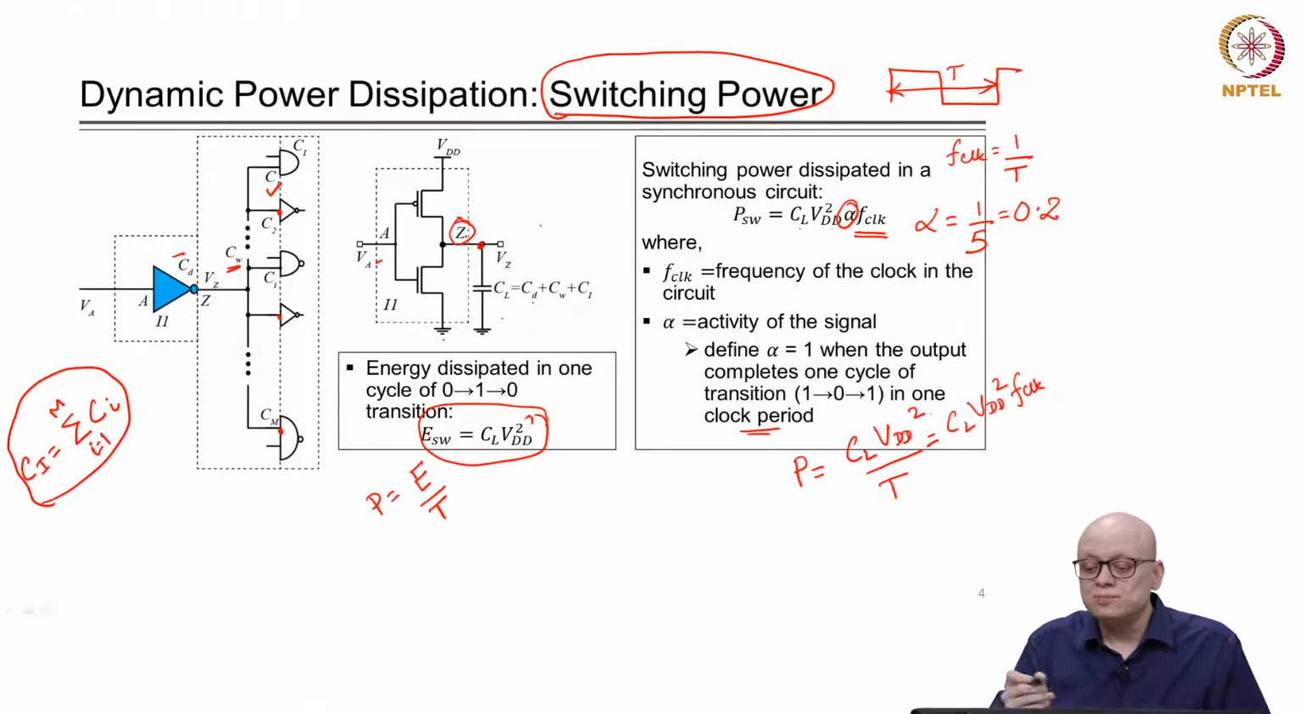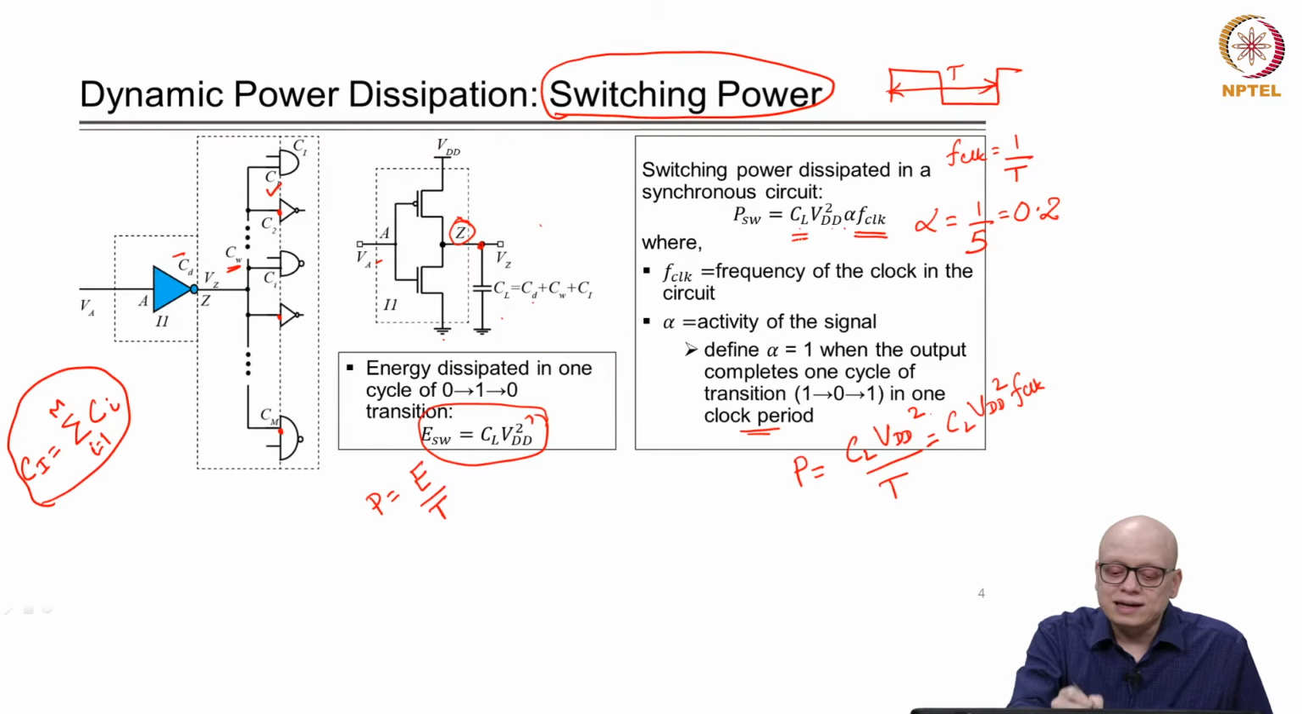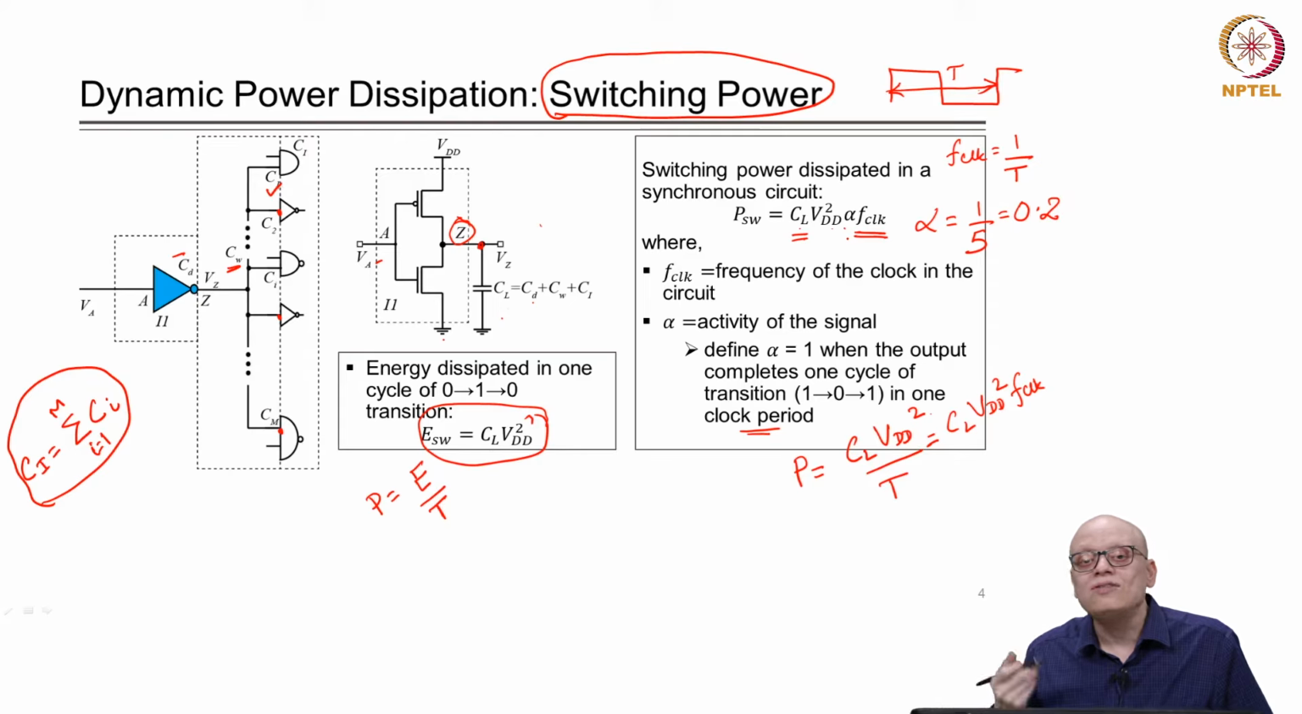So, this formula PSW is equal to CL VDD square alpha FCLK is known as the switching power, that is, it quantifies the switching power of the inverter. For other types of circuits, for example other logic gates such as AND gate, OR gate and so on, a similar formula can be considered where the CL can change, alpha can change, and FCLK will be based on the circuit, right. So, this is the general formula for a node, in this case Z, transitioning with an activity of alpha.